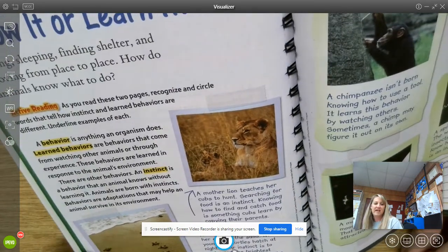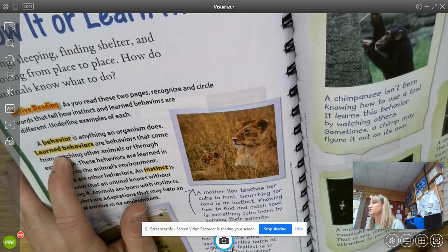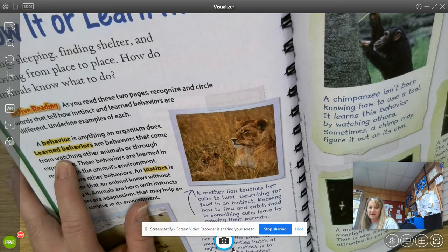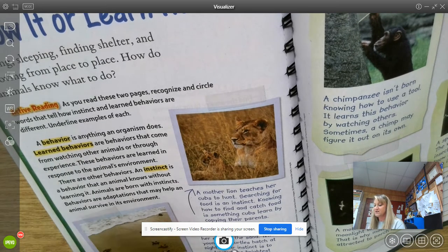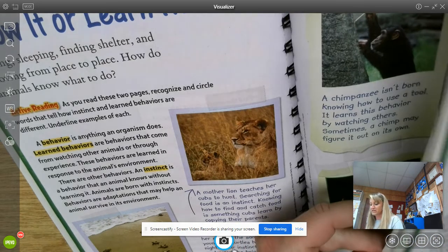Okay, the difference between learned behaviors and instinct: learned behaviors are seeing somebody do it or somebody telling you how to do it and showing you how to do it, and then you know how to do it. And instinct is you already know how to do it without learning it. That's the difference between those.